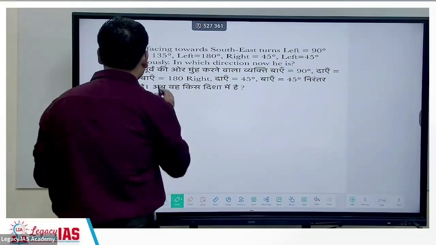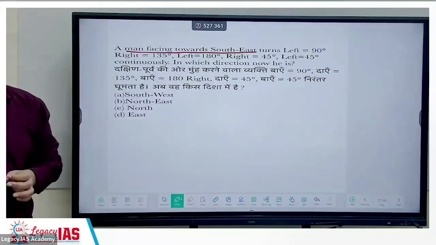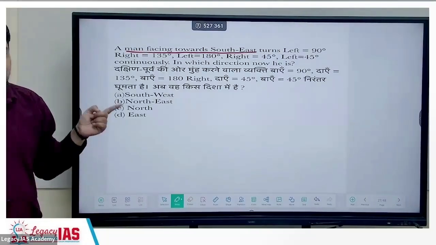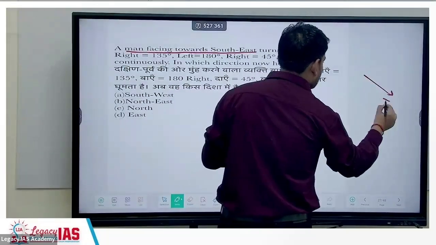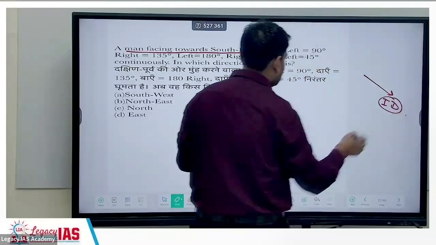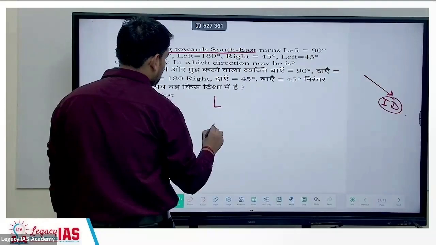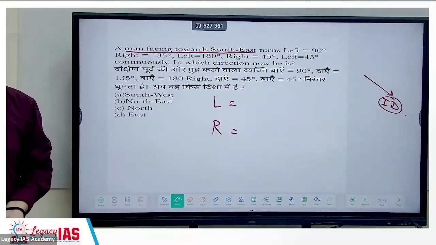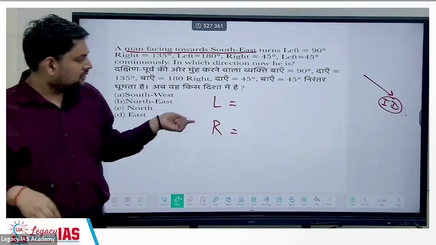Okay, see, a man is facing towards southeast. Here. A man is facing towards southeast. Okay. South is east, is it? Initial direction. Now, he turns left. See. He turns left, right. What you have to do?